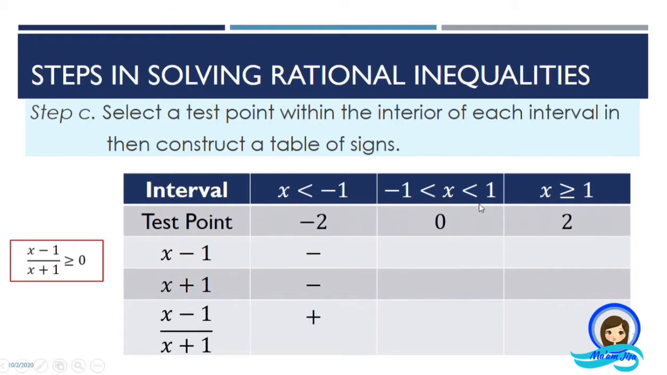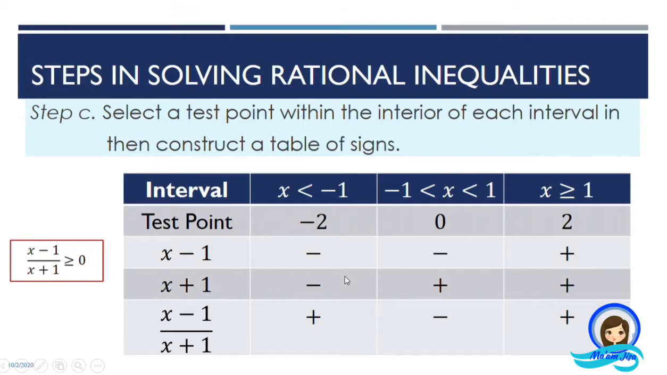In our next test point, 0. 0 minus 1 is negative 1, so therefore it is negative. 0 plus 1 is positive. Negative over positive is negative. Next, 2 minus 1 is positive. 2 plus 1 is positive 3, therefore this is positive. And positive over positive is positive.